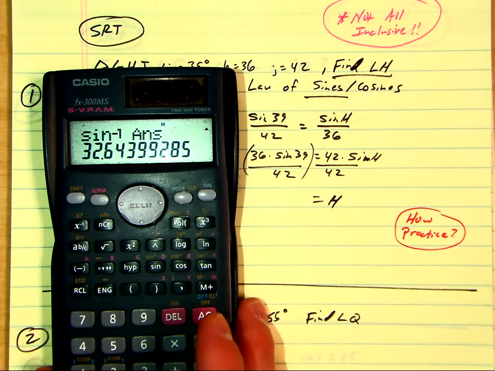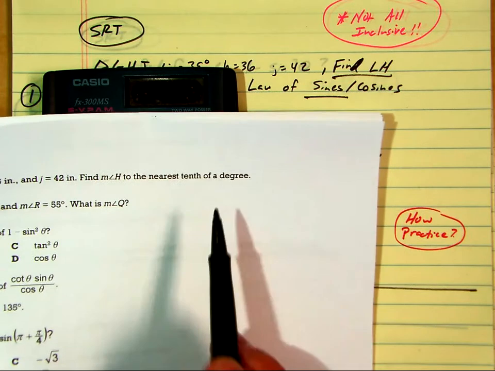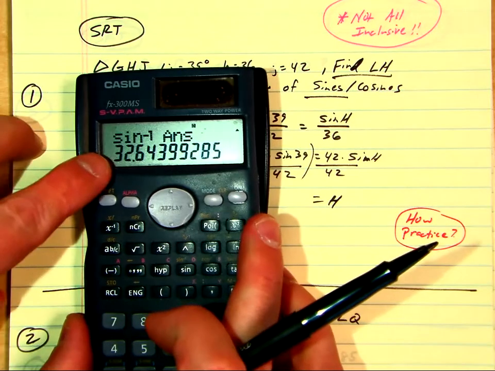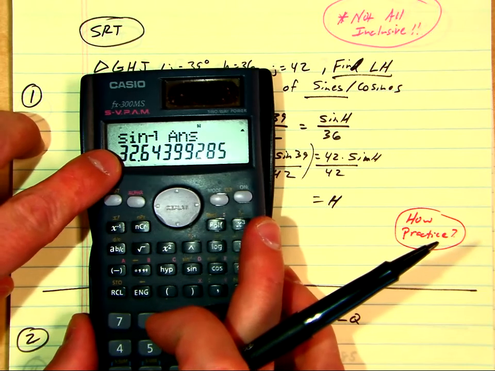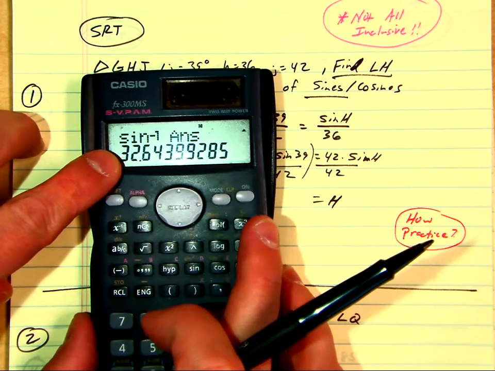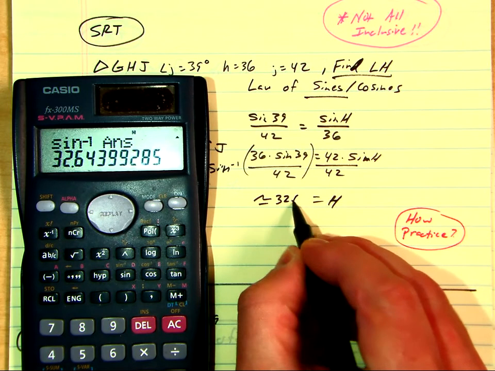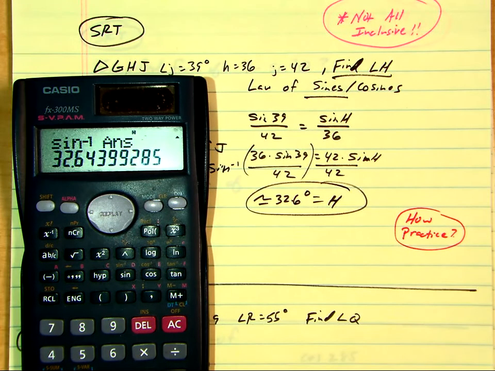So what did the question say? It said round to the nearest tenth of a degree. So what do we got here? Is that 32.6 or 32.7? It's 32.6. Okay, any questions on that?